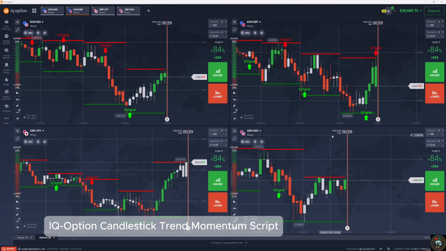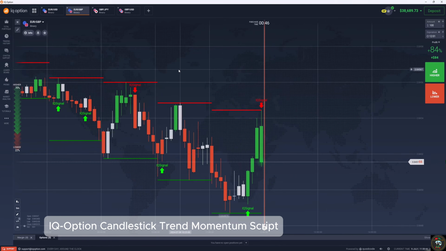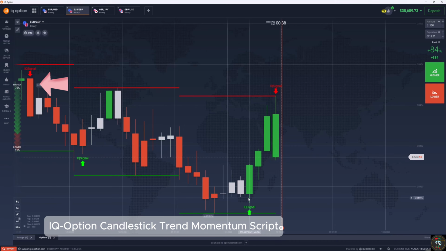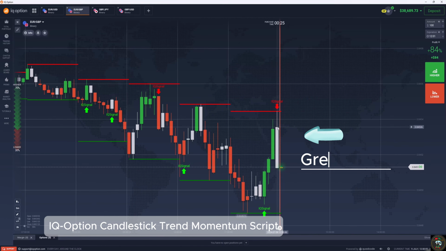The IQ Option candlestick trend momentum script shows candlestick trend strength using color-coded candlesticks. The green candlesticks indicate a bullish trend. The red candlesticks indicate a bearish trend, and the grey candlesticks indicate a neutral trend. I call it the grey zone.